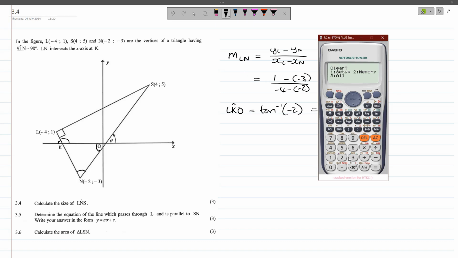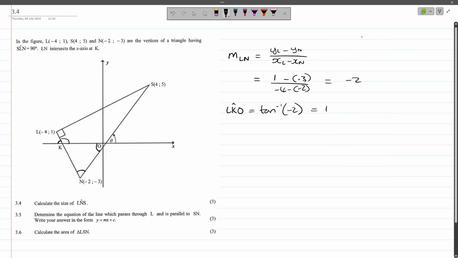Let's refresh that. So we want shift tan of minus 2, and we see we get minus 63, but looking at it, we know that's not the inclination angle. So we need to add 180 degrees to it. And that gives us 116.56. So let's say plus 180. That will be equal to 116.565 degrees. Then that's LKO.